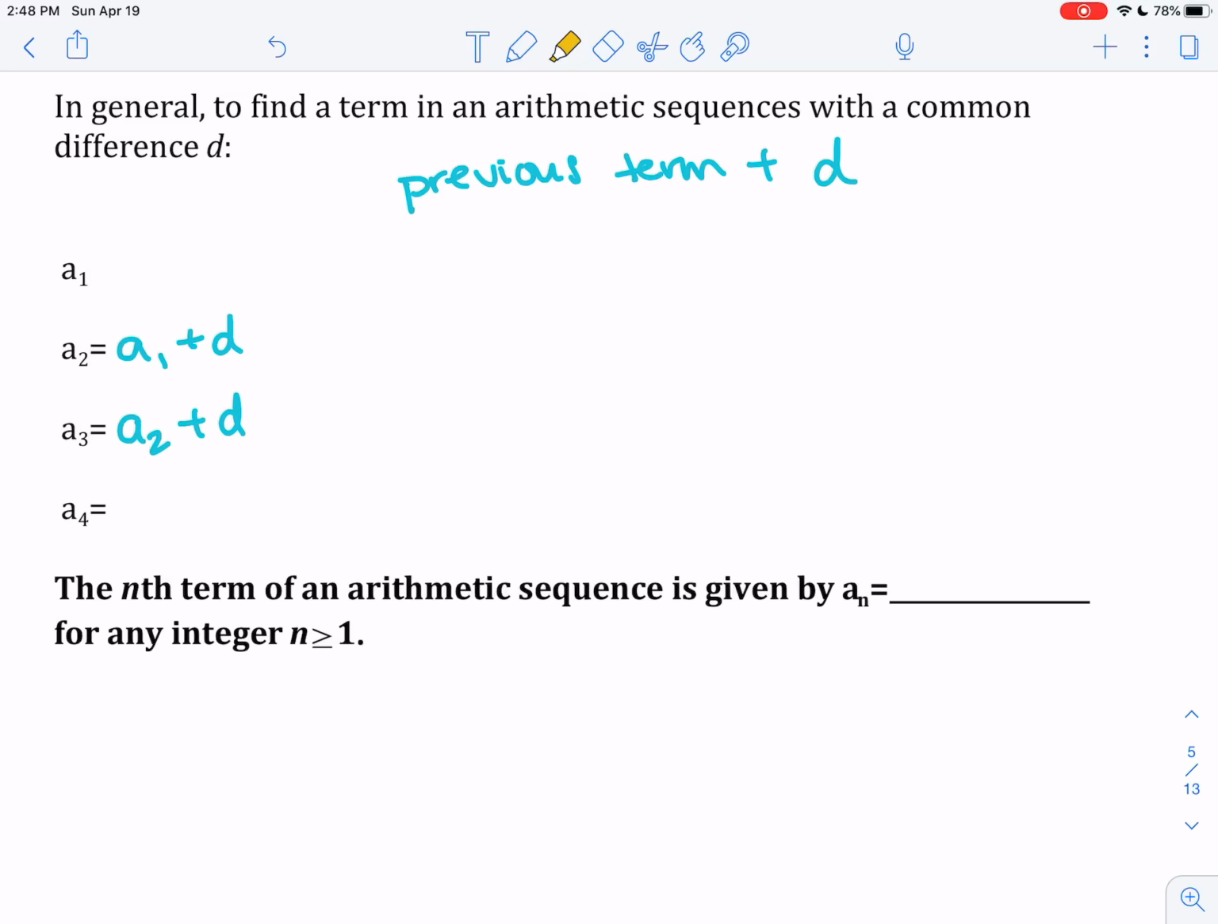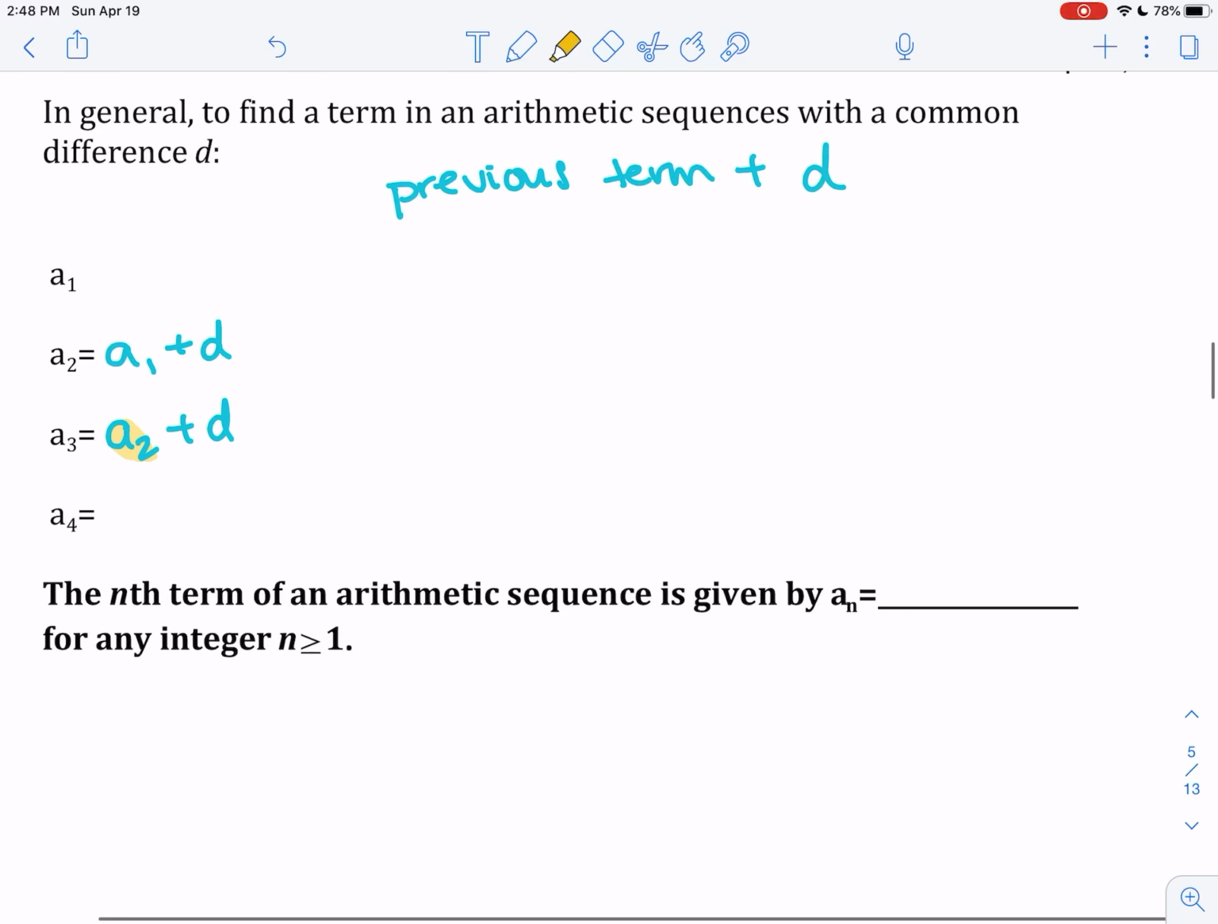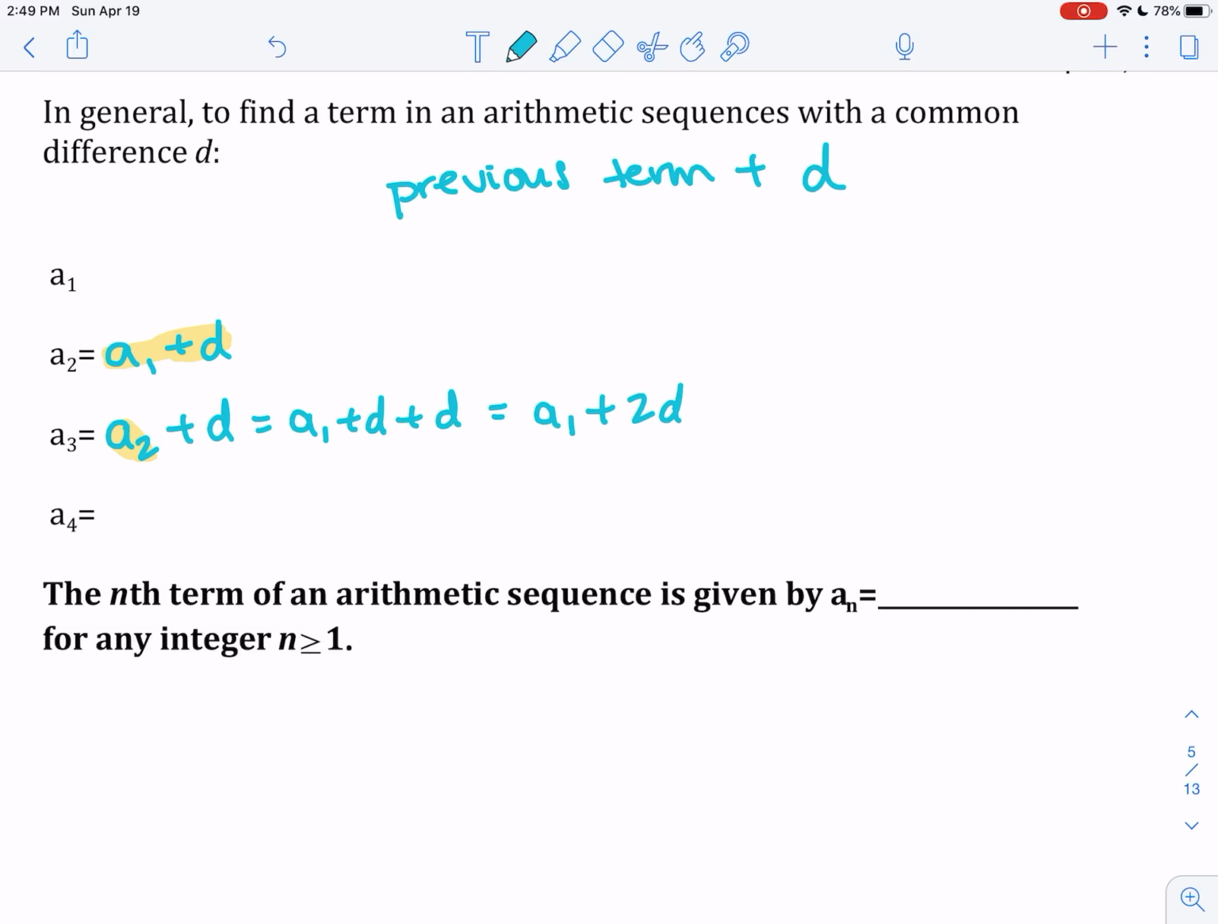However, what is our second term? Our second term was a1 plus D, right? So if I make that substitution, I get a1 plus D plus D. In other words, my first term plus 2D. And let's pause there for a bit. Hopefully this makes sense, because if I want to find my third term, I would take my first term and add my common difference twice, right?